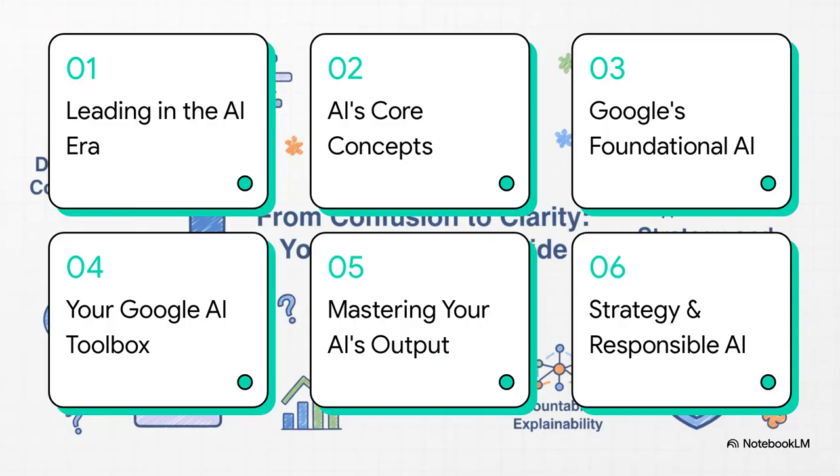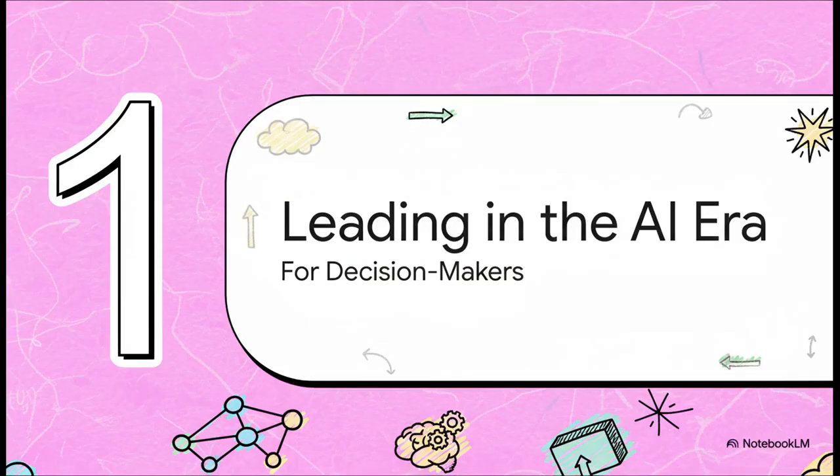So here's our game plan. We're going to start with the big why this matters for you as a leader. Then we'll build up that foundation with the core concepts you got to know. After that, we'll dive into Google's key AI models and the toolbox you'll actually use to put them to work. Then, and this is super important, we'll cover how to master your AI's output. And finally, we'll wrap it all up with the big picture, strategy and responsible AI. Sound good? All right, first up, leading in the AI era.